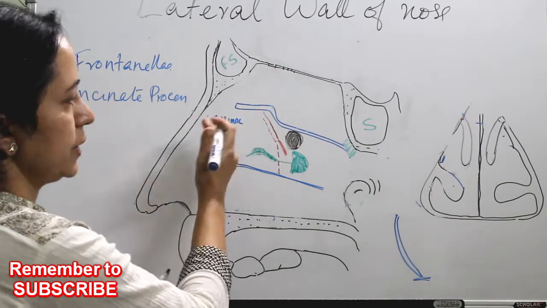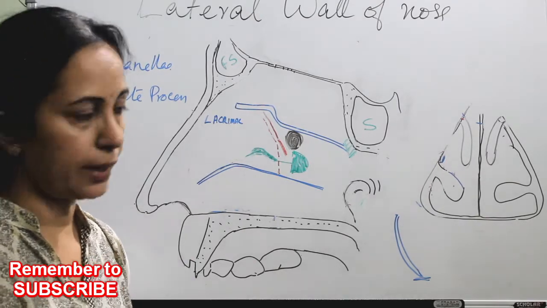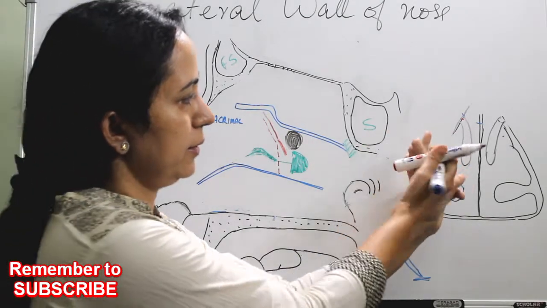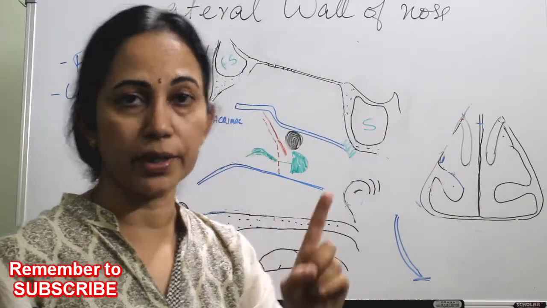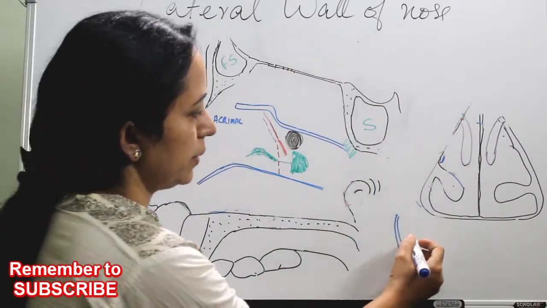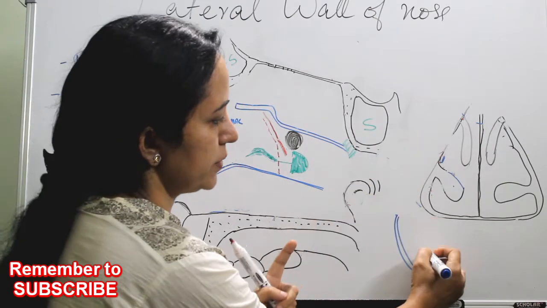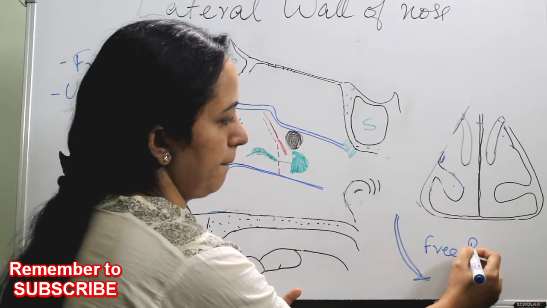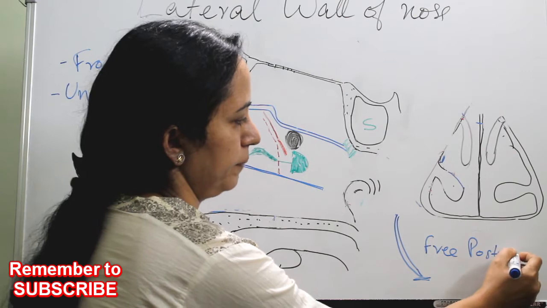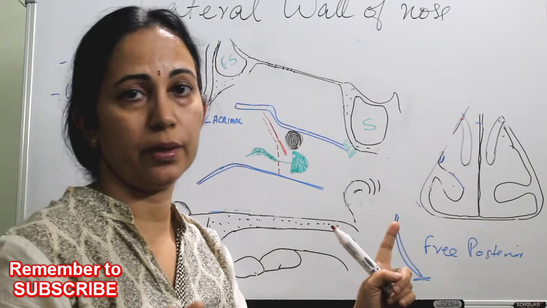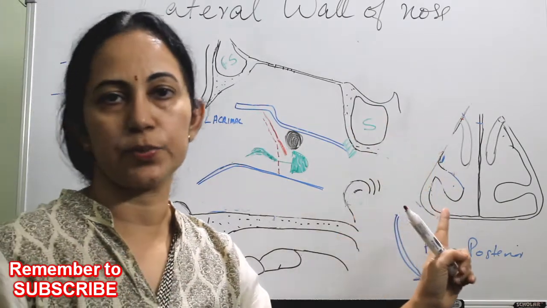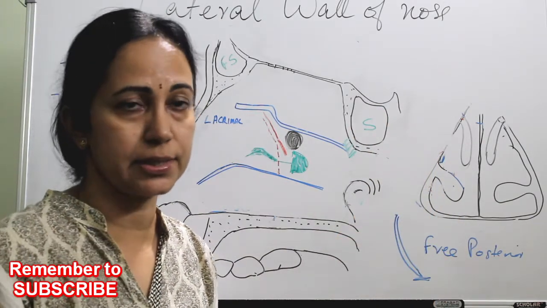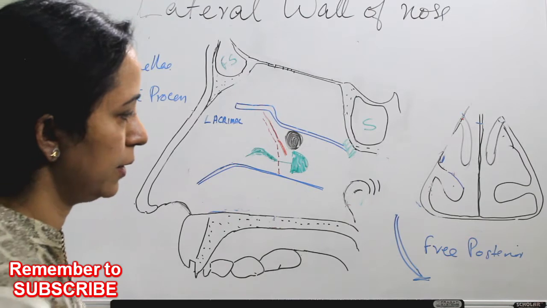So it is attached to the lacrimal bone anteriorly, and posteriorly it has got a free border. This posterior border is free. That I will show you while doing the diagnostic nasal endoscopy. And the superior attachment can vary. Just three variations can happen in the superior attachment.